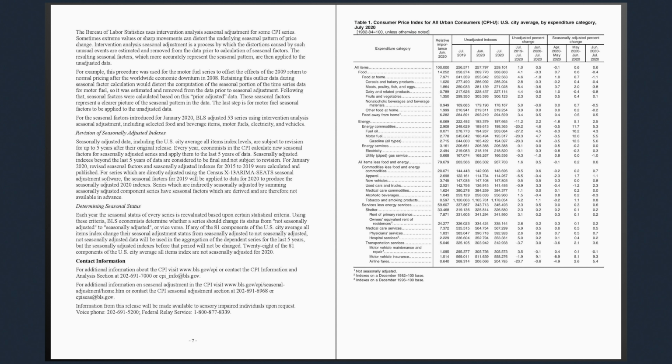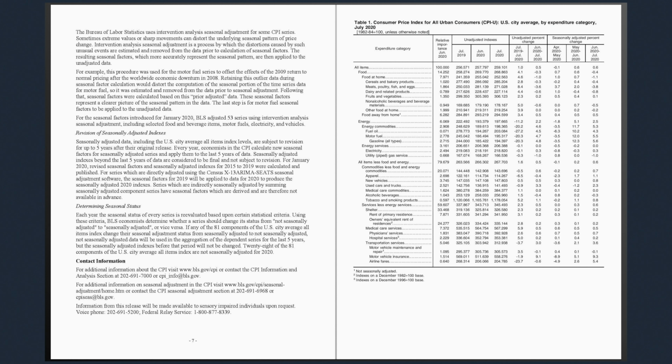For the seasonal factors introduced for January 2020, BLS adjusted 53 series using intervention analysis seasonal adjustment, including selected food and beverage items, motor fuels, electricity, and vehicles. Revision of seasonally adjusted indexes. Seasonally adjusted data, including the U.S. City Average All Items Index levels, are subject to revision for up to 5 years after their original release.